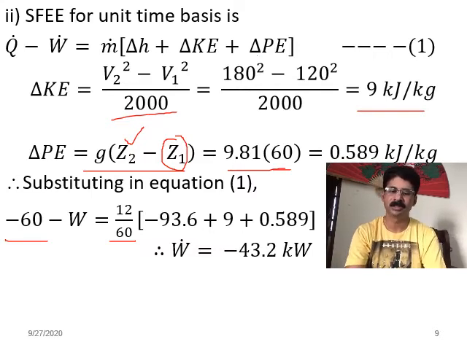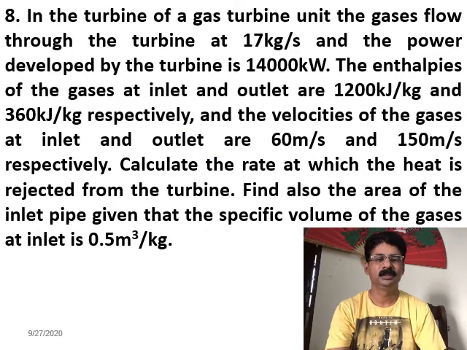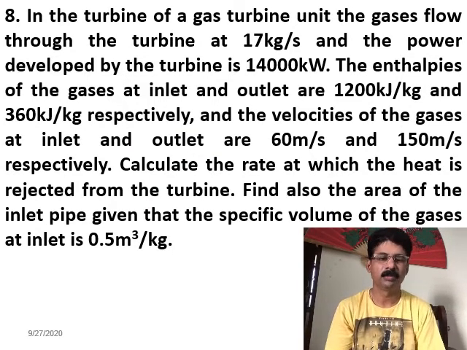Because W dot is rate, its rate of work is nothing but the power. So this is the power output of the unit. So this is how you have to solve the problem. The negative sign indicates that work is done on the system during the reversible steady flow process. Let us move on to the next problem.